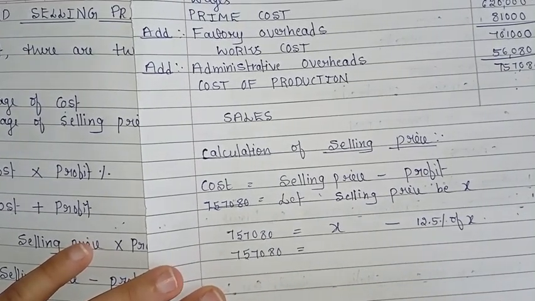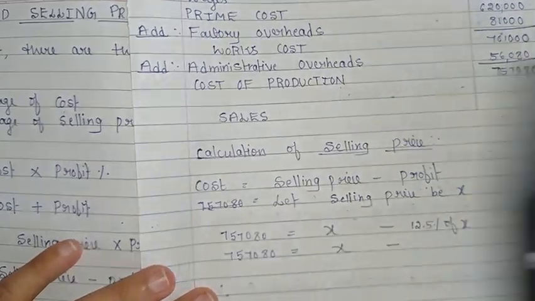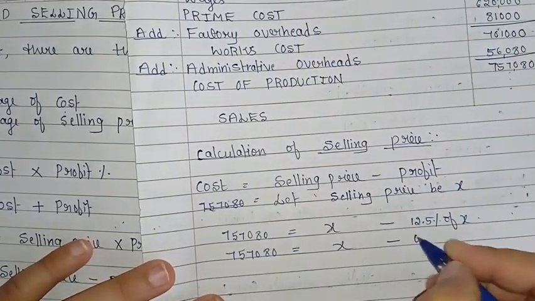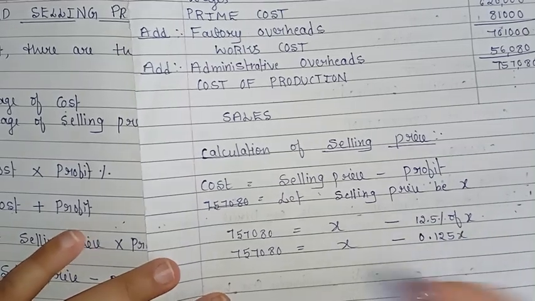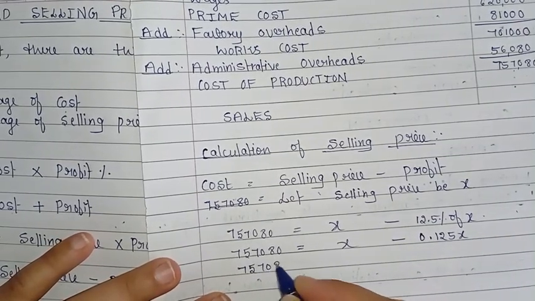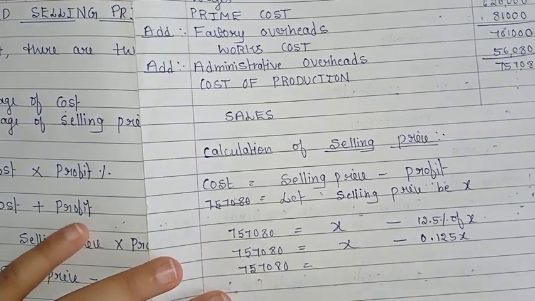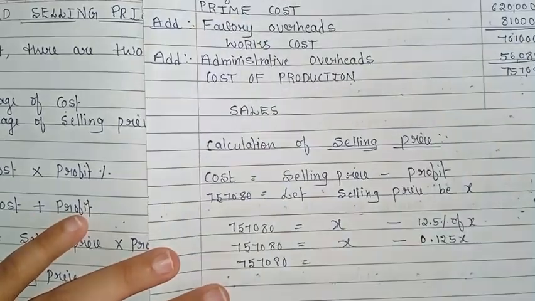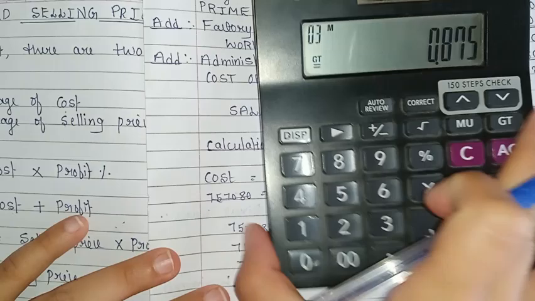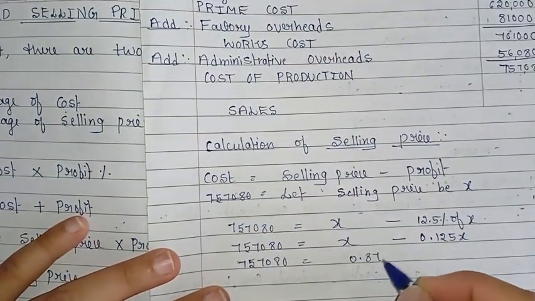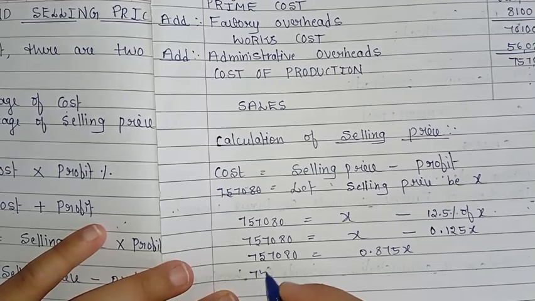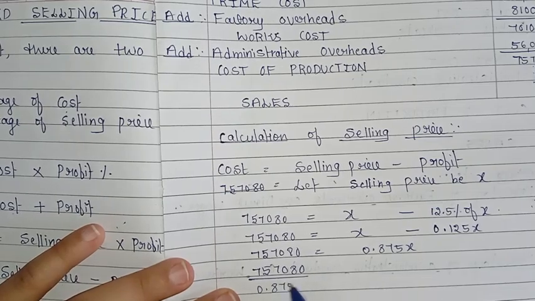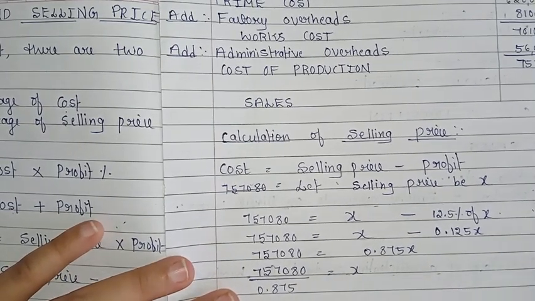7,57,080 equals X minus 12.5 percentage of X, means that is 0.125 X. Now 7,57,080 equals X, what is the value of X? That is 1 minus 0.125, that equals 0.875 X. Now 7,57,080 divided by 0.875 equals X. X means what? That is sales value.